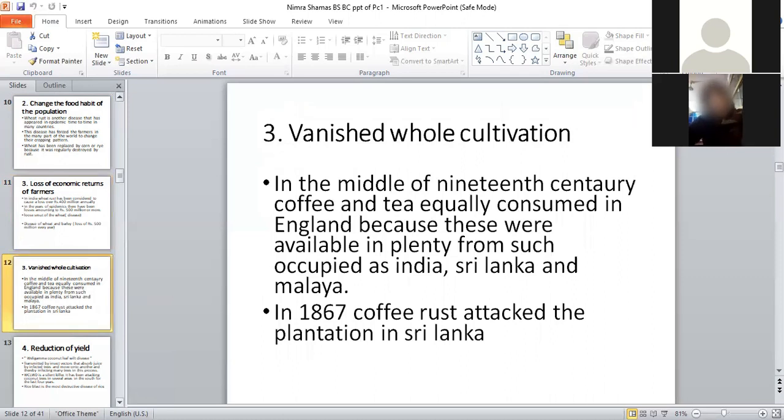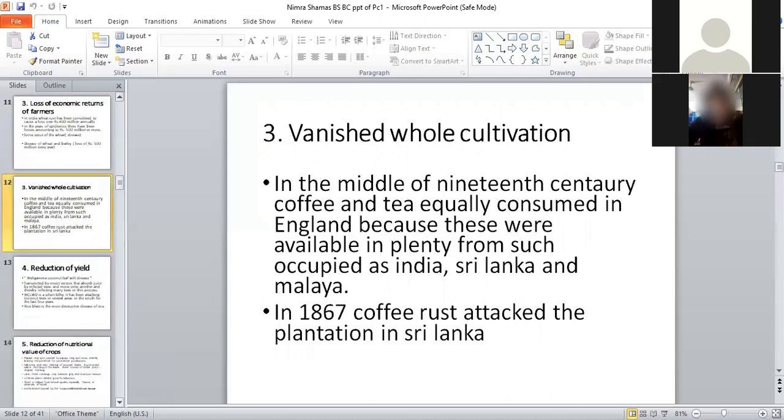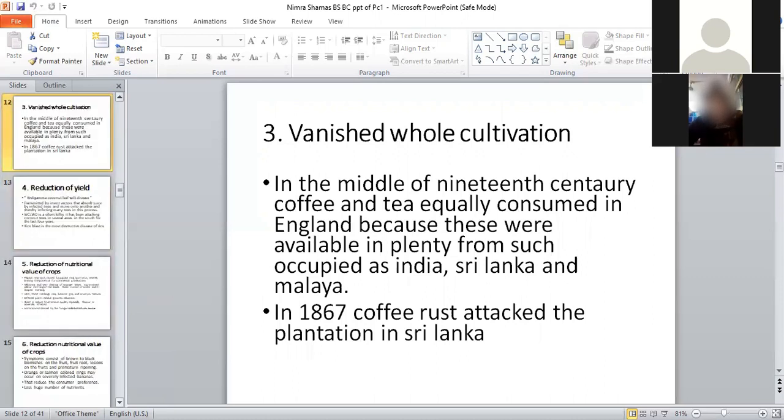Manage the whole cultivation, destroy the cultivation process, destroy the crop completely. So the cultivation process is destroyed. In the middle of the 19th century, coffee and tea were equally consumed in England because these were available in plenty from occupied countries such as India, Sri Lanka and Malaysia. You know that coffee was equally consumed in England. So when coffee rust attacked plantations, people used to take tea.